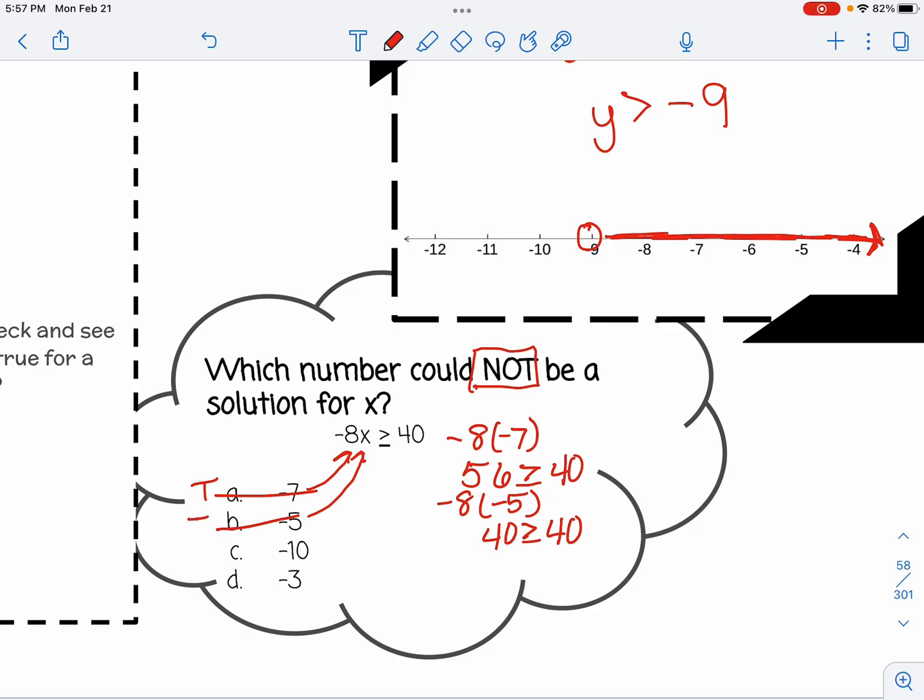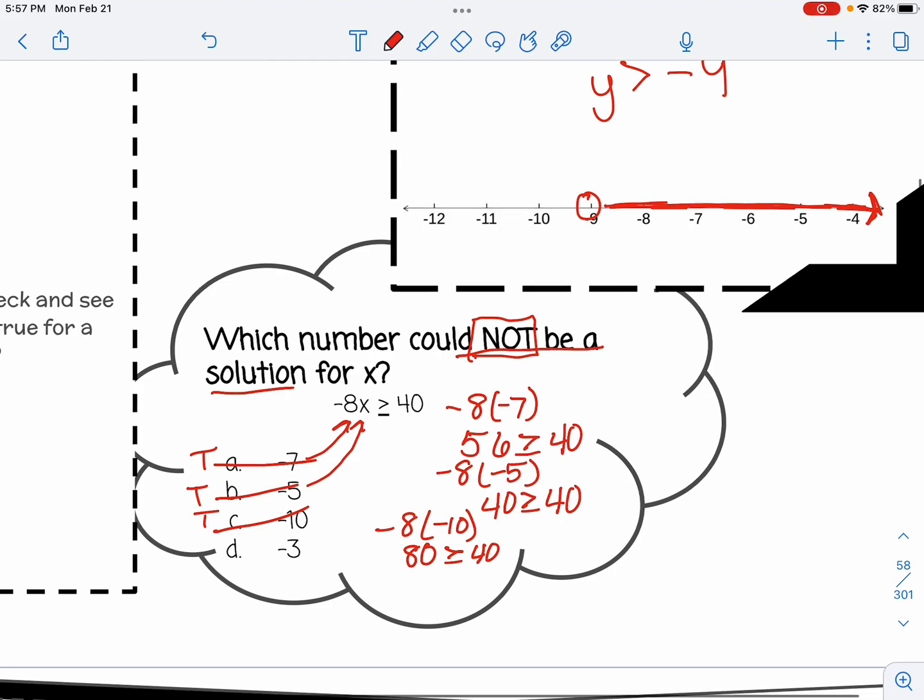On C, when I do negative 8 times negative 10, I get 80, and 80 is greater than or equal to 40. So that is true. So that one is not my answer, because remember, I'm looking for the one which could not be a solution for x. So let's go substitute x for negative 3 and see if that is going to be a solution.